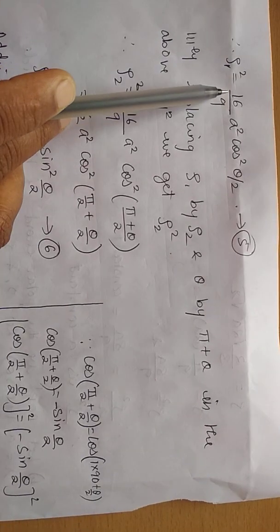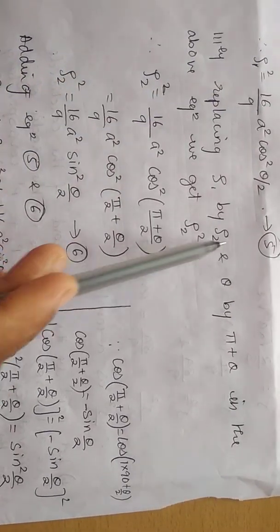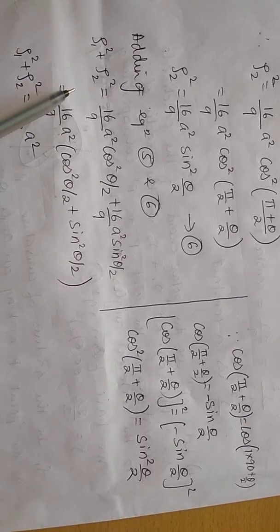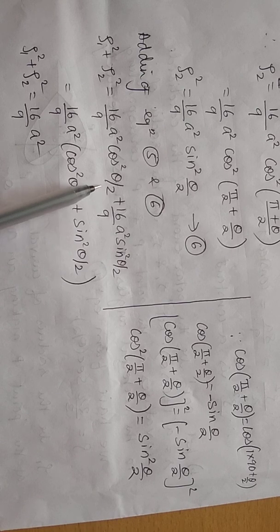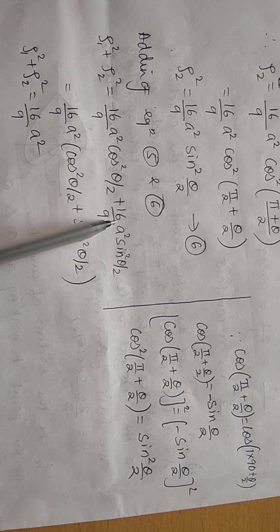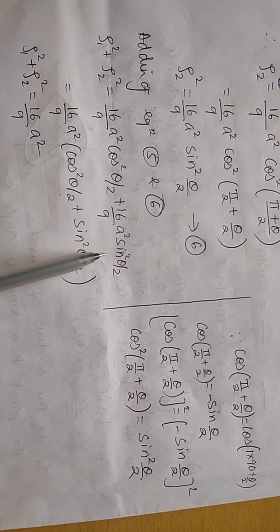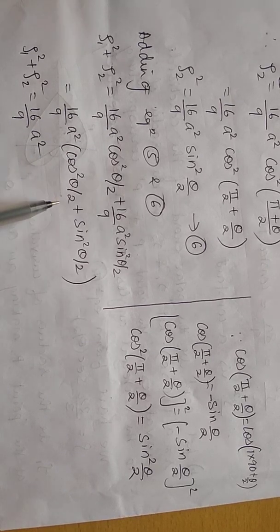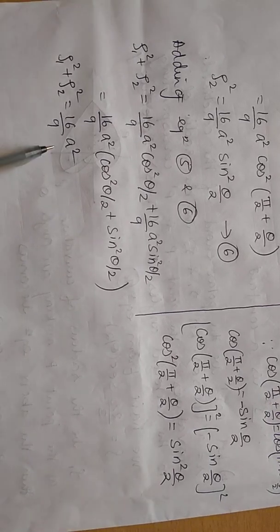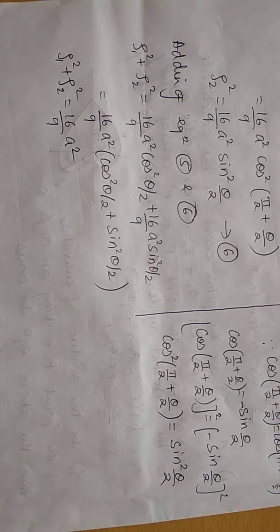I want rho 1 square plus rho 2 square, so I will add 5 and 6. So rho 1 square plus rho 2 square is equal to 16a square by 9 cos square theta by 2 plus 16 by 9 a square sin square theta by 2. Taking 16a square by 9 common, cos square theta by 2 plus sin square theta by 2 is 1. So finally we have proved the solution of the B question. Thank you.